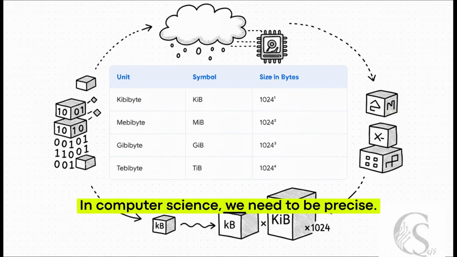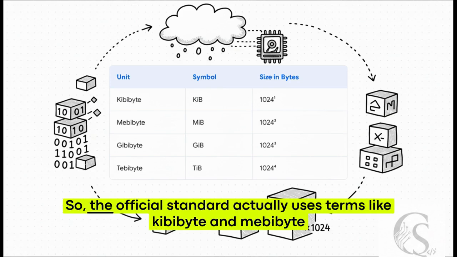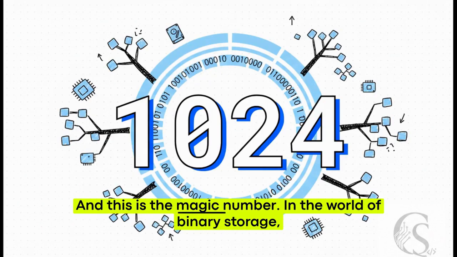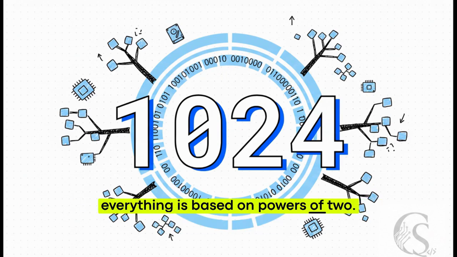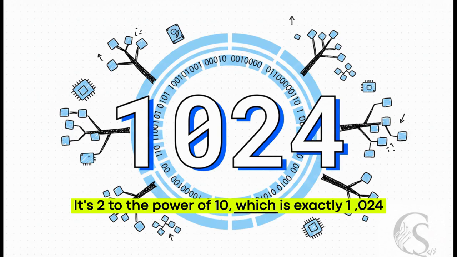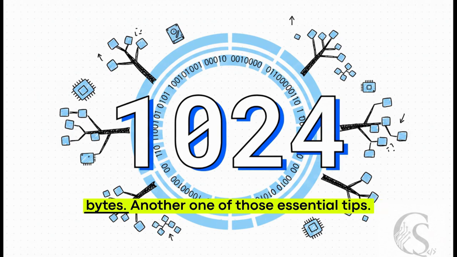In computer science, we need to be precise. So the official standard actually uses terms like kilobyte and megabyte because they're based on the computer's native language of powers of 2. And this is the magic number. In the world of binary storage, everything is based on powers of 2. So a kilobyte isn't a neat and tidy 1,000 bytes. It's 2 to the power of 10, which is exactly 1,024 bytes.